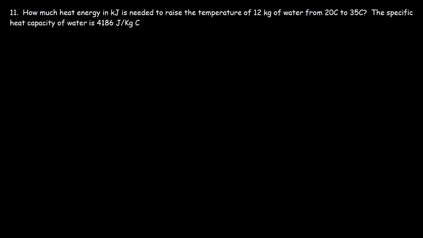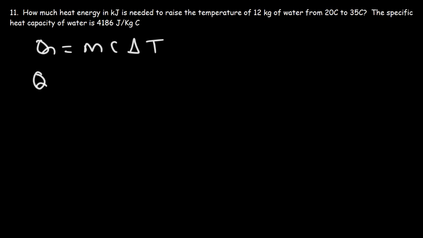Number 11. How much heat energy in kilojoules is needed to raise the temperature of 12 kilograms of water from 20 degrees Celsius to 35 degrees Celsius? And we're given the specific heat capacity of water. It's 4186 joules per kilogram per Celsius. Now, what formula do we need in order to get the answer? Perhaps you've seen this equation. Q is equal to mc delta T, or Q equals mcΔT.